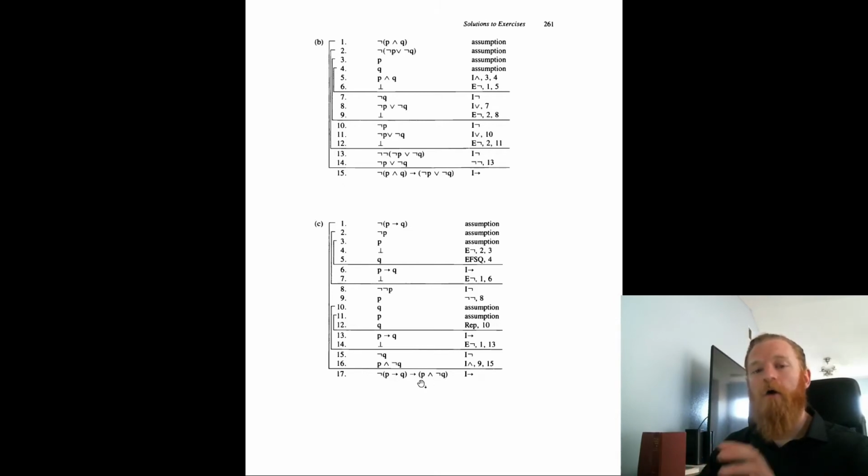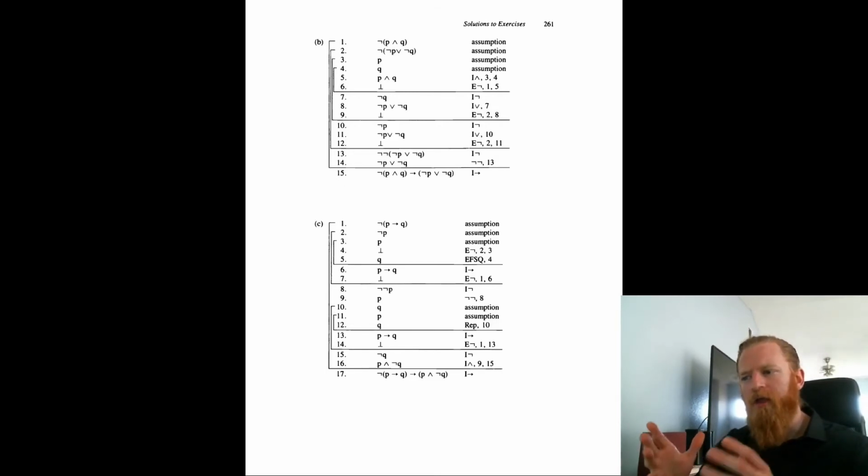So how do we show P and not Q? Well, it's a conjunction. So we need to get each of the conjuncts on a separate line by themselves. Once we have P on a separate line and not Q on a separate line, we can then conjoin them, and that will be the final step of the proof on line 16. So again, that's the first step of reverse engineering.